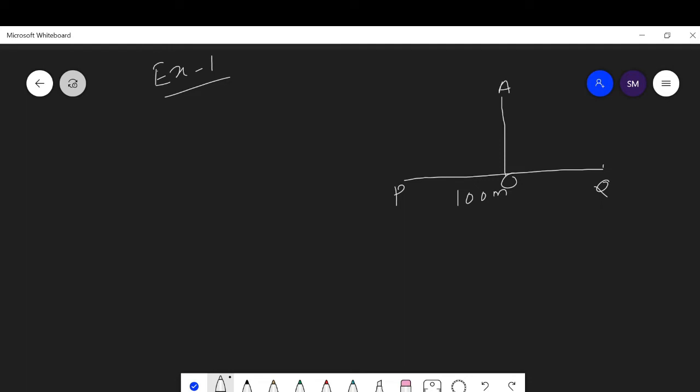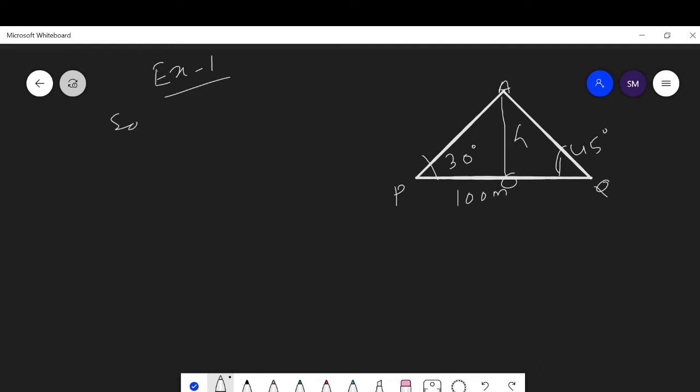The angle of elevation from point P to the top of the tree is 30 degrees, and the angle of elevation from point Q to the top of the tree is 45 degrees. This is 45 degrees. And we don't know the height of the tree. Let the height of the tree be h. We have to find the height of the tree. Proceed. Solution. Here the question says, OA is the height of the tree. Let OA be equal to h, the height of the tree.